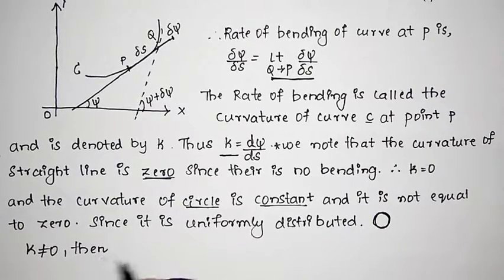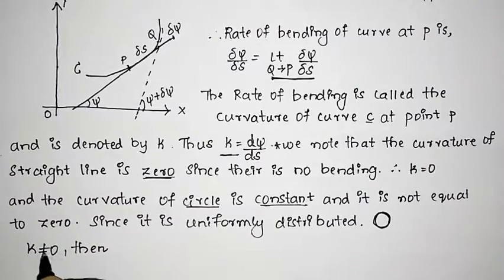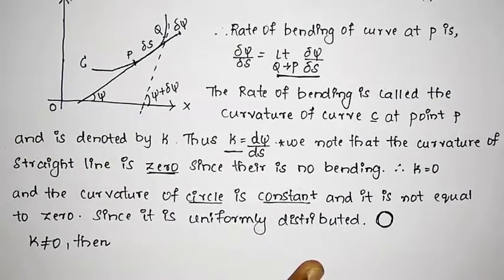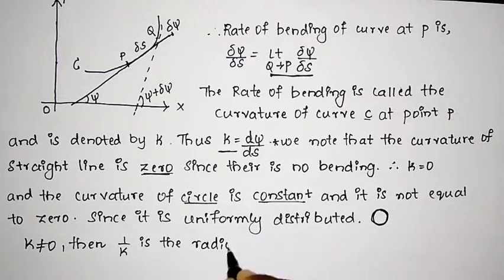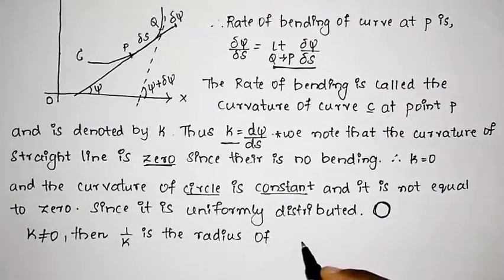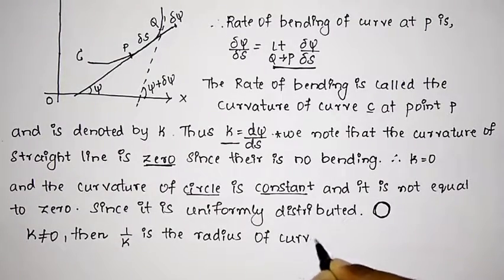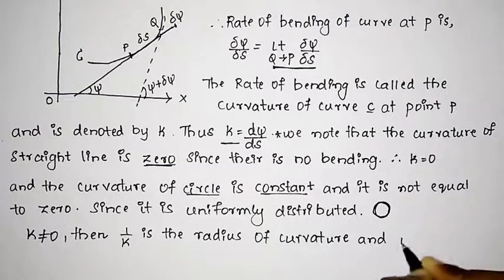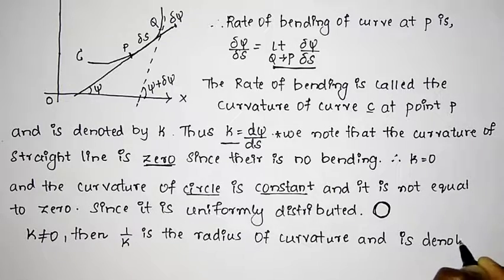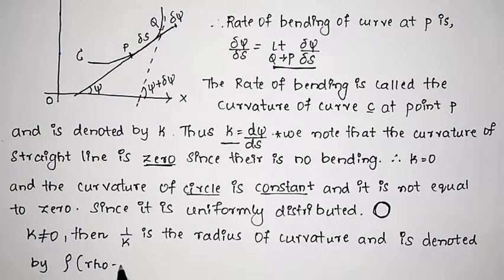Then for a circle, k is not equal to 0. So then 1 by k is the radius of curvature, and is denoted by rho. This is the Greek letter rho.